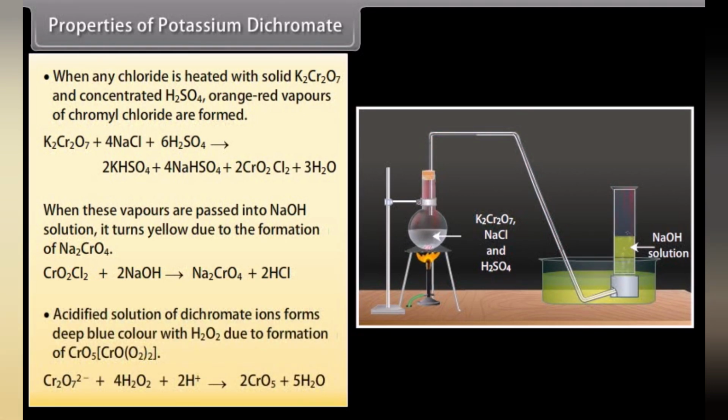Acidified solution of dichromate ions forms deep blue color with H2O2 due to formation of CrO5, CrO(O2)2.